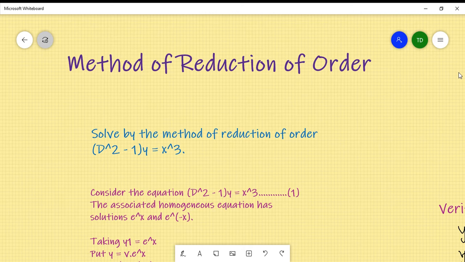Hello all, let us today see the method of reduction of order to solve a linear differential equation. Let us deal with one question based on this. Question: solve by the method of reduction of order (D² − 1) y = x³.